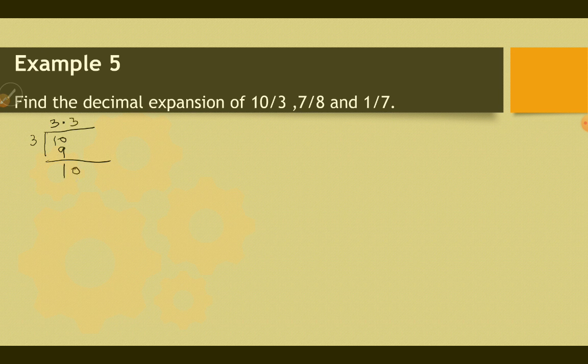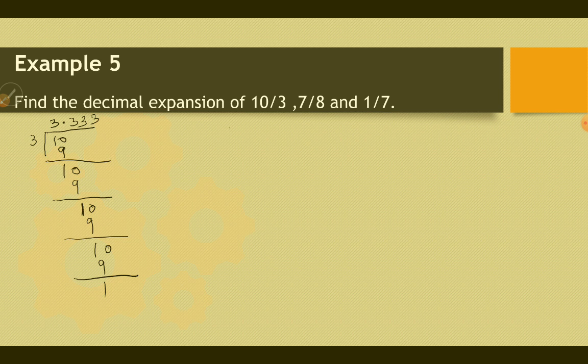Again 3 3s are 9, again the remainder is 1. You can put a 0. Again 3 3s are 9, again the remainder is 1. Again you can put a 0. Again 3 3s are 9. Hence we can see remainder 1 is repeating again and again. Hence this type of decimal expansion is a non-terminating recurring type of expansion.